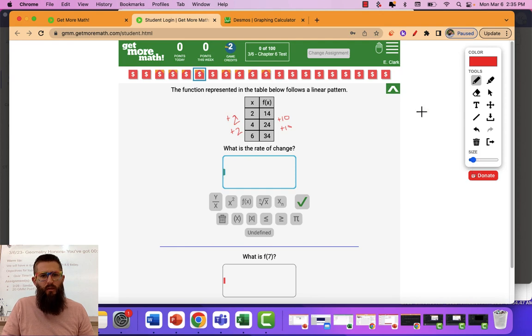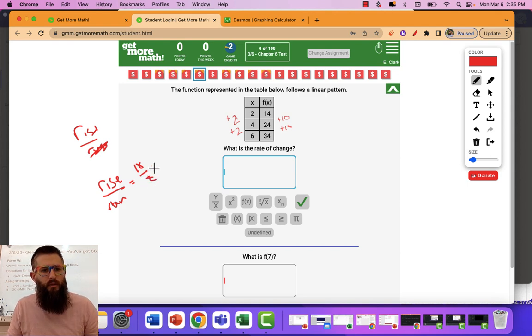So we could use some inductive reasoning here to say, okay, it's increasing by 10, and x is increasing by 2, y is increasing by 10. So if I look at the rise over the run, I can learn how to write rise over run. I've got 10 over 2 or 5. Okay? My pen's not acting right, so bear with me here. So I can tell you that the rate of change is going to be 5.